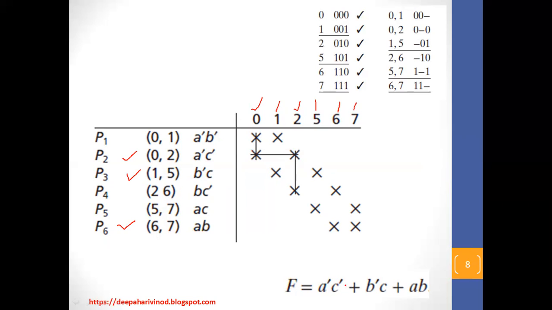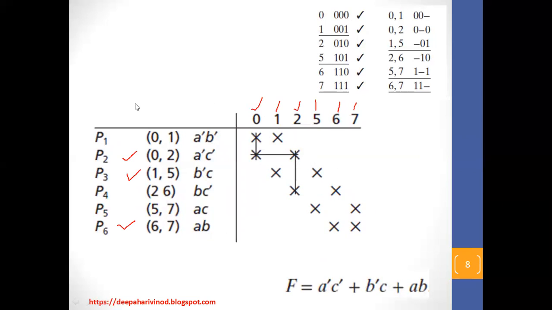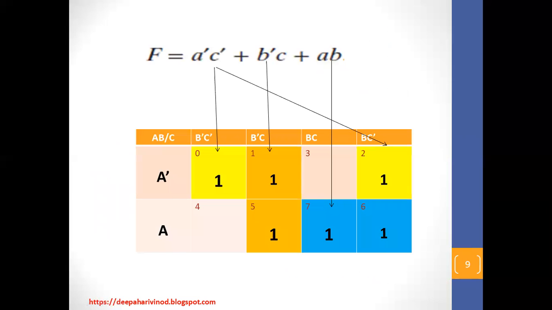F equals A bar C bar plus B bar C plus AB. The previous case was A bar B bar plus B C bar plus AC. The solution depends upon how you choose the minterms with the help of the prime implicant chart. In the same case, you can also get two solutions in the K-map. If you cross-verify using the K-map, we can understand that we will have two solutions.